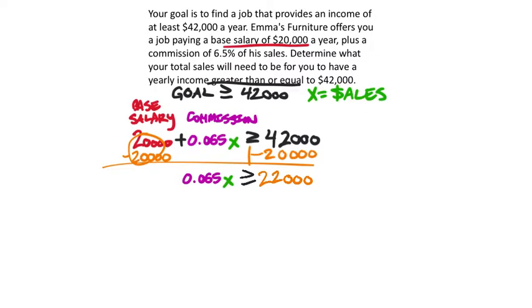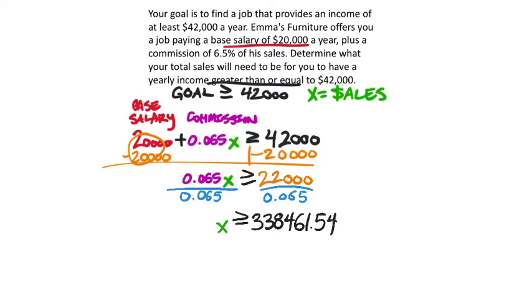Last thing is to just divide both sides by the coefficient 0.065, and dividing by this decimal value is going to make that sales amount, that number, bigger. I guess I should go to my calculator because I definitely can't do that in my head. So 22,000 divided by 0.065. Enter. Oh, it is a big number. 338,461, and I got 0.538. I'm going to round that to 0.54.